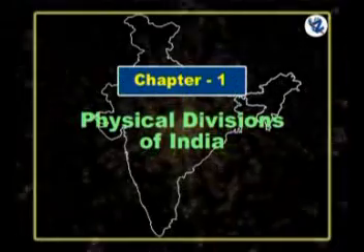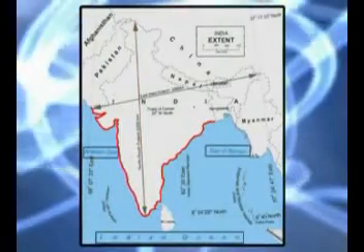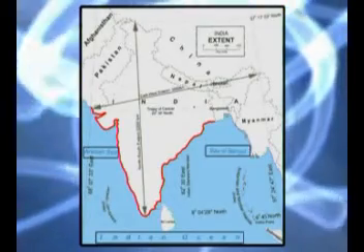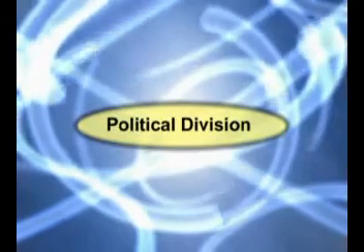Chapter 1. Physical Divisions of India. The southern part of India is surrounded by ocean on three sides, so this part is called the Indian Peninsula. Now we'll see the political divisions.